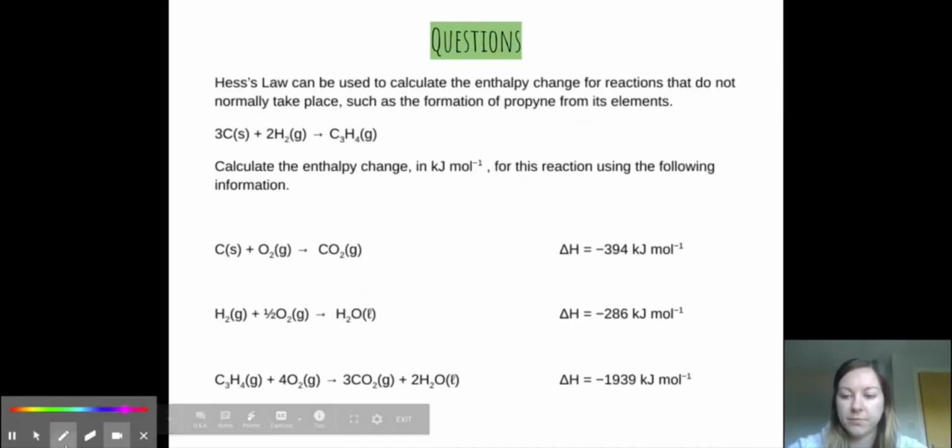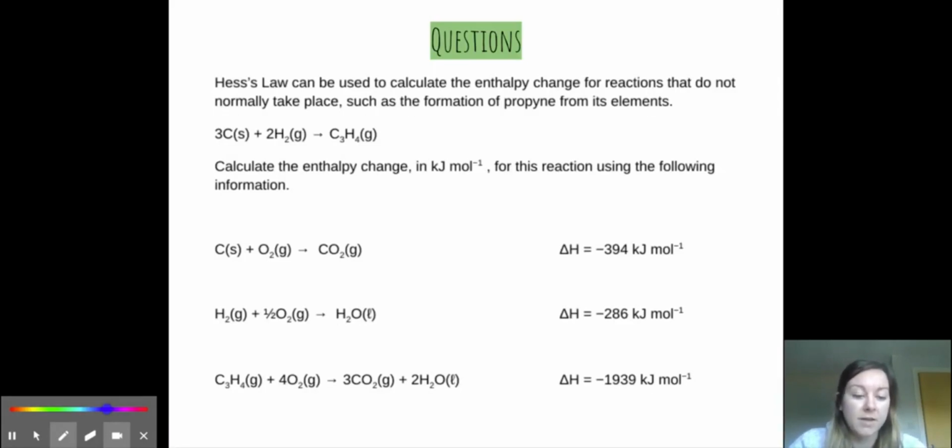Okay, second last one. So Hess's law can be used to calculate the enthalpy change for reactions that do not normally take place. So this is where doing enthalpy calculations are useful, because the formation of propyne from its elements, maybe you can't calculate experimentally, so it's something that you can do theoretically instead, and that's why it's so useful. So you have 3 carbons plus 2 H2 gives us C3H4, and it says calculate the enthalpy change in kilojoules per mole for this reaction using the following information. So again, the question's been really nice to us and given us 3 combustion equations and also the associated enthalpy values.